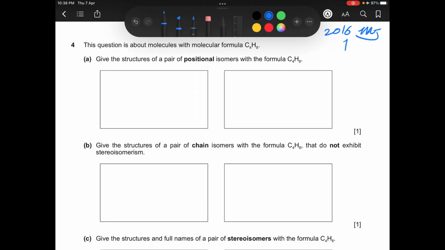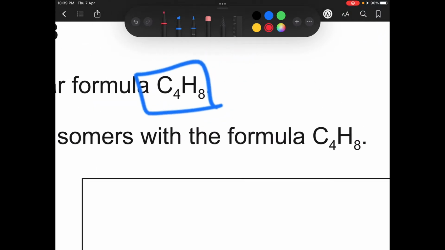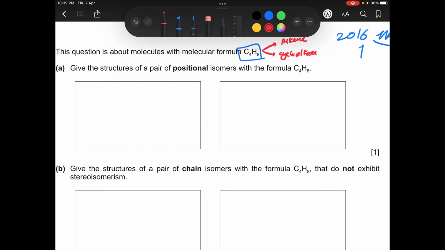The question says, this equation is about molecules with molecular formula C4H8. So once you look at a compound or a molecule with this formula, you have to keep in mind that you could have an alkene, or you could have a cycloalkane. These have the same general formula. Okay, so let's start with the first part.